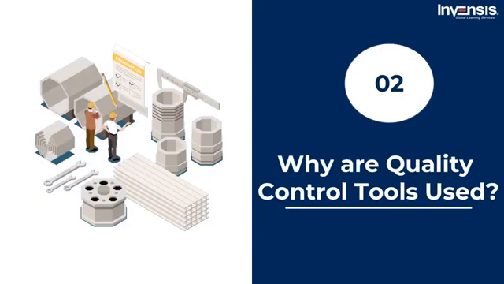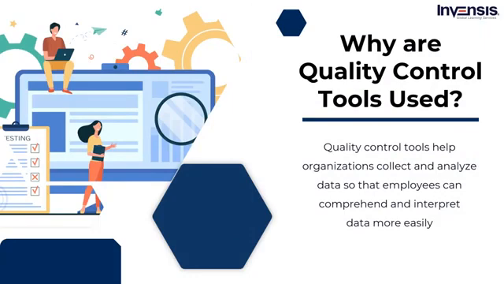Let us now see why quality control tools are used. Quality control tools help organizations collect and analyze data so that employees can comprehend and interpret data more easily. Models of quality control need considerable preparation and relevant information about end users. Customer input and expectations must be carefully monitored and assessed to offer higher quality products. Quality control tools enable individuals to discover the common problems which are regularly recurring and also know what the core causes for their occurrence are.